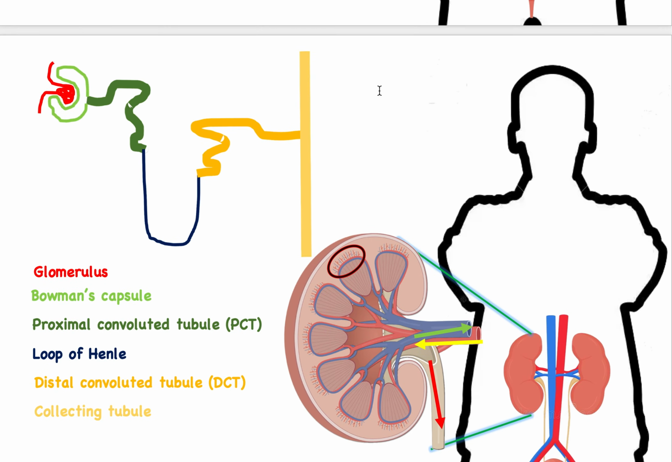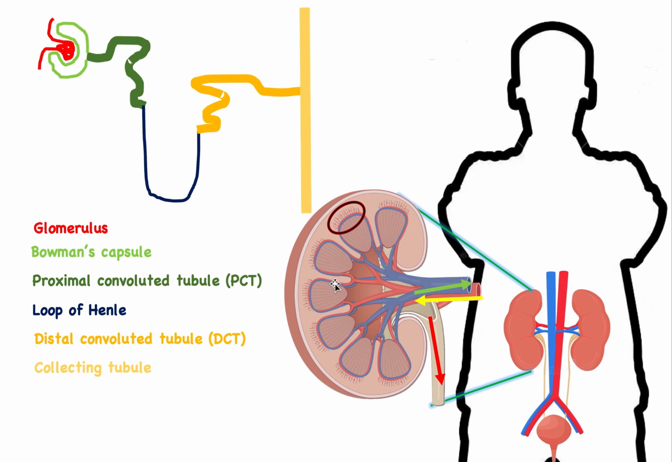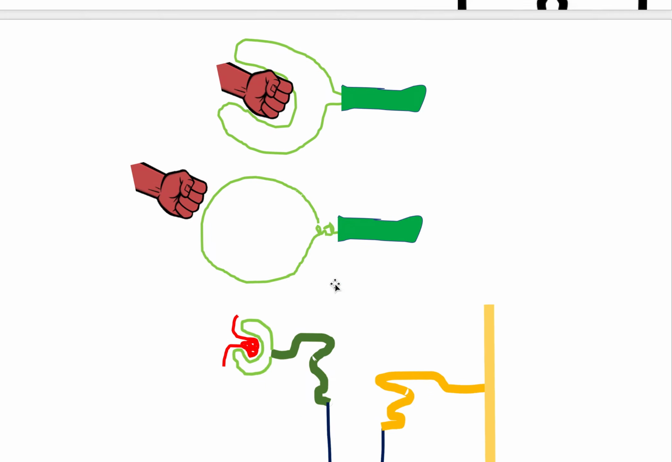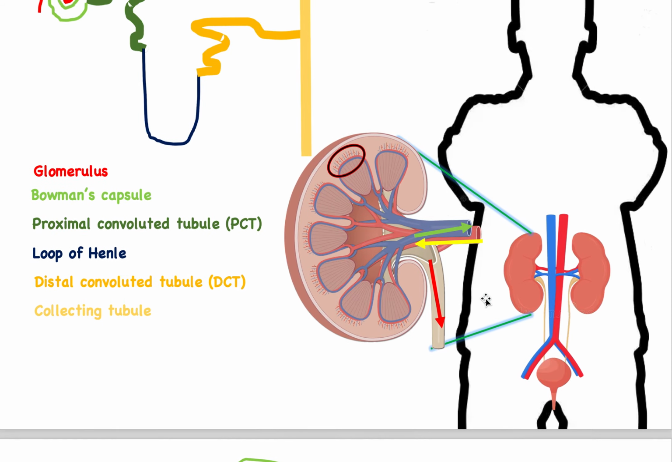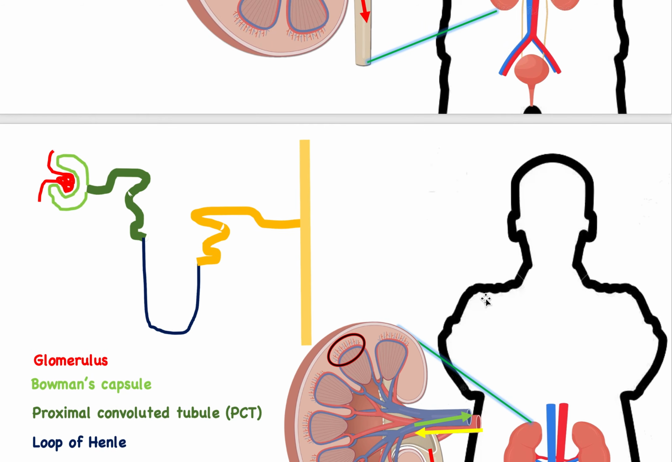Remember, we call this first part the proximal convoluted tubule, okay? So this is all structure that you need to know. Of course, right now, you're not going to get the function or anything like that yet. I just want to make sure you know the structure and the basic idea of the kidney. If you do, then you're right on track, and next up, I'll make the kidney function video.